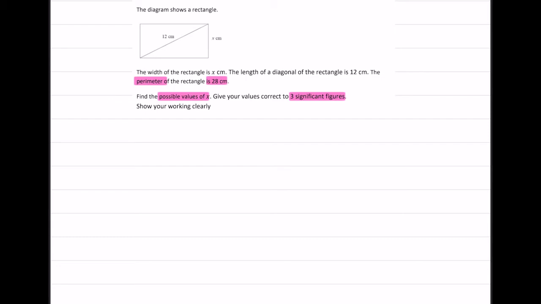When it says find the possible values of x, that tells me that I'm probably going to be working with a quadratic equation. Now, to work with a quadratic equation, we need to form that quadratic equation. In order to form it, we need to know what we're working with, and we're going to be working with simultaneous equations as well. The information that they've given us is that the perimeter is equal to 28 centimeters. The formula for perimeter is 2 length plus 2 breadth or 2 width, depending on how it's given to us. So we're given width. So the perimeter is equal to 2 length plus 2 width.